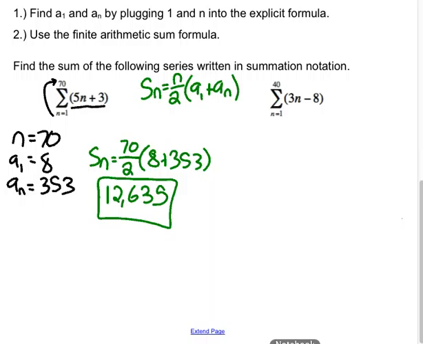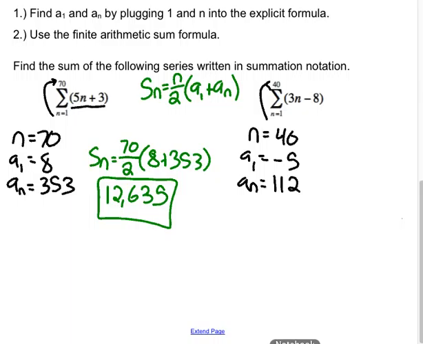All right, so let's try it again, shall we? Just to make sure we're feeling confident in this. I need n, a1, and an in order to perform the summation. n, if I'm going from 1 up to 40, is going to be 40. I plug 1 into my equation, 3 minus 8 is negative 5. I plug in 40 to my equation, and I get 112.